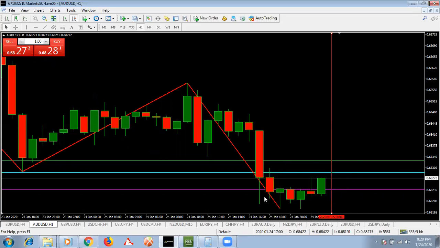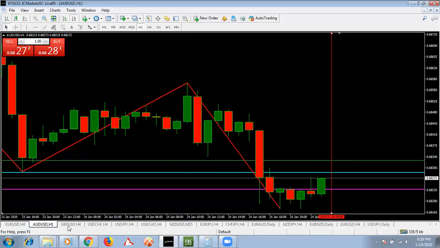So now we have a bullish move. On the 4-hour, we have a support level. On the 1-hour too, we have a support level. We have a support level on the 4-hour and 1-hour time frames. That's to tell you that we still have some bulls in the market. So you would have to wait for the market to break that support level before you consider selling.